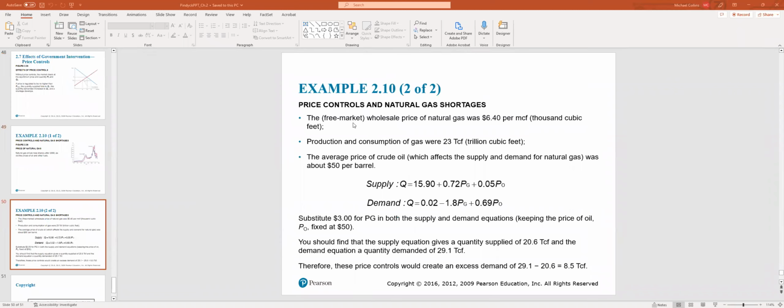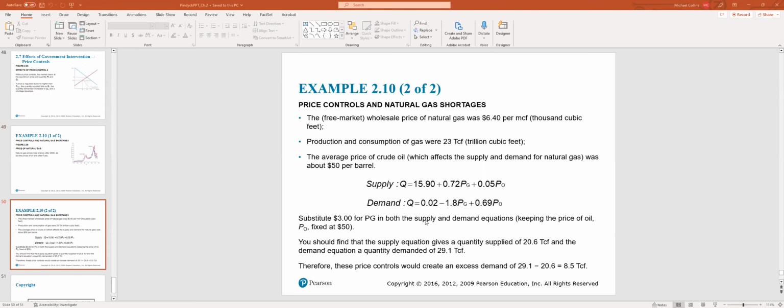Price controls and natural gas shortage. The free market wholesale price was $6.40 per unit. Production and consumption of gas were at 23. The average price of crude oil, which affects the supply and demand for natural gas, was about 50. One thing to keep in mind is that gas and oil are somewhat substitutable, right? You can heat your home with gas or oil, but to change may be very difficult, right? You can actually heat your house with electric too, but again, it's pricey.